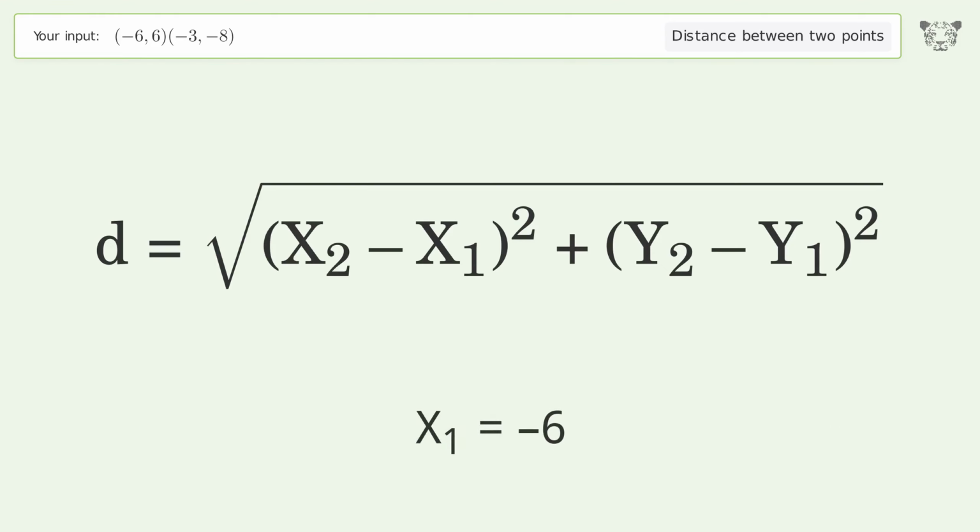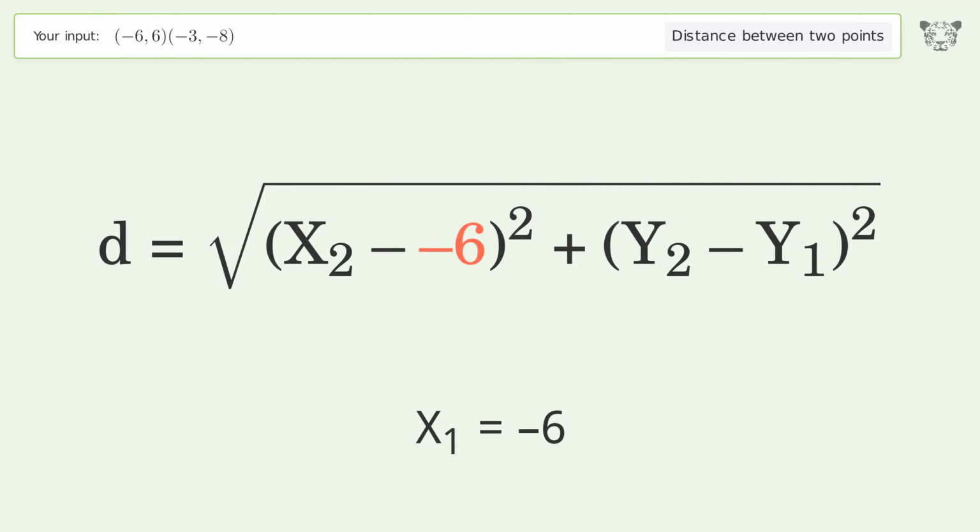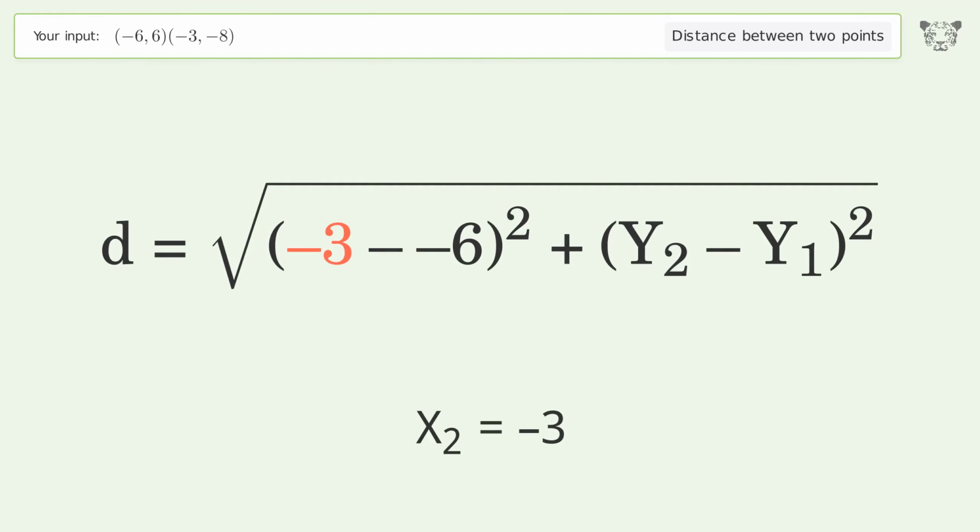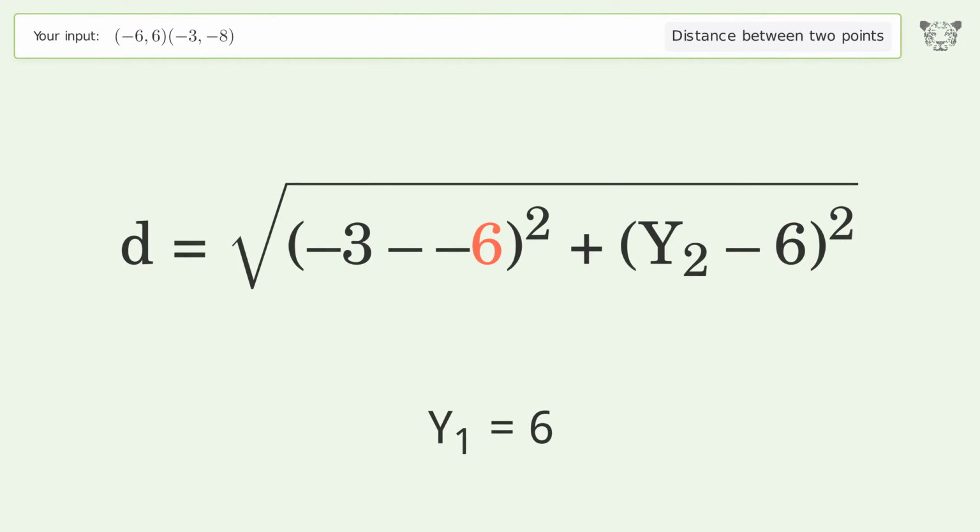x1 equals -6. x2 equals -3. y1 equals 6. y2 equals -8.